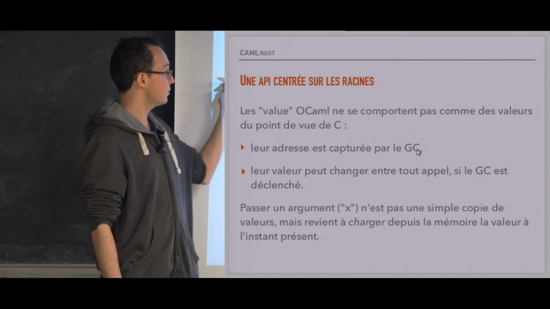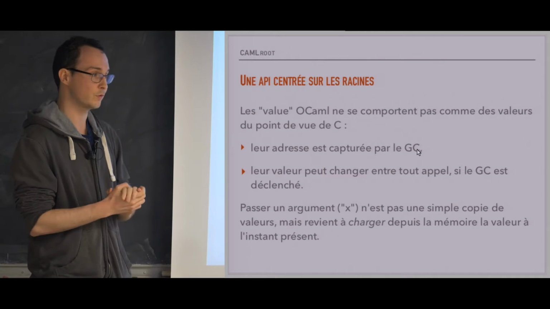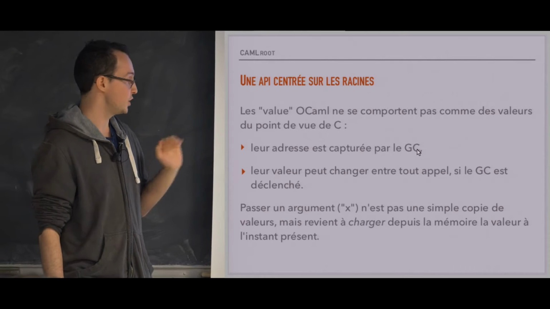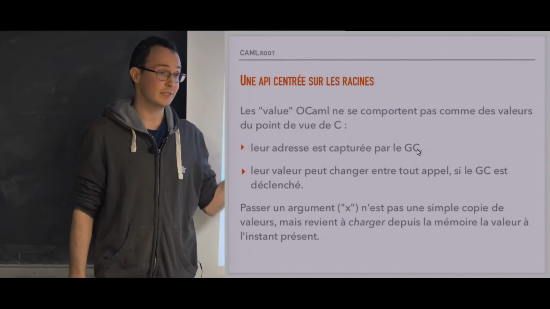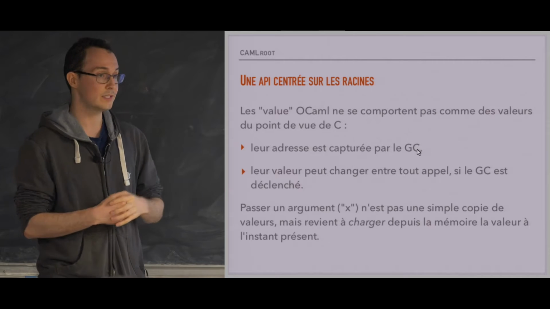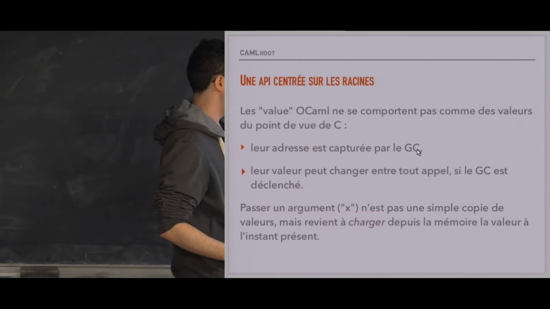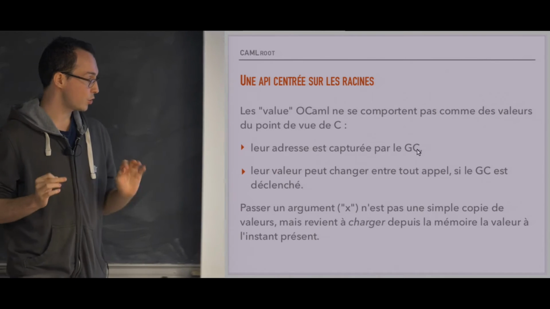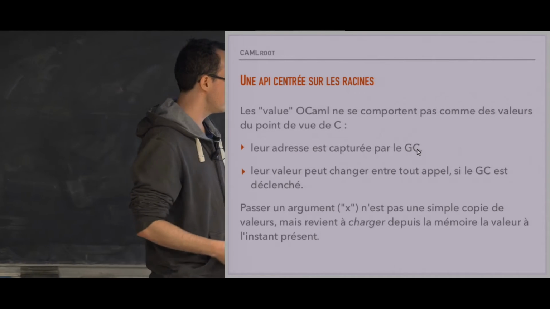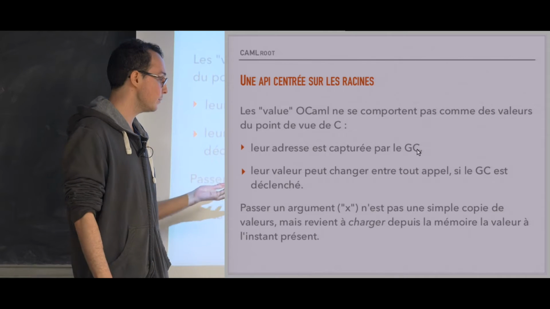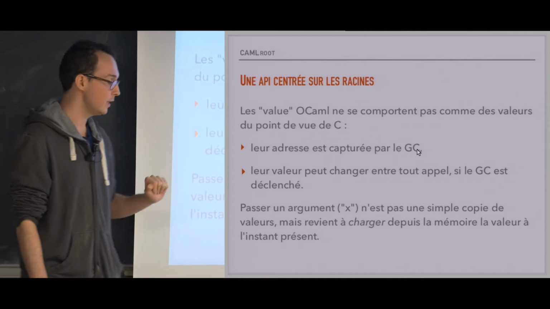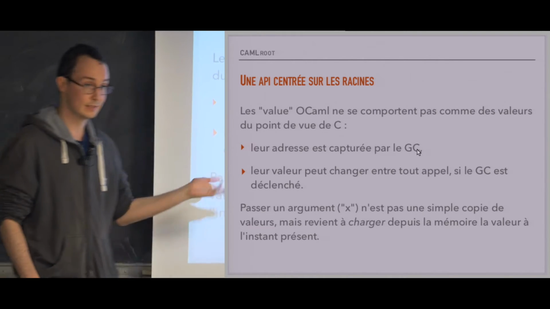The problem we had before is because the OCaml values do not behave like normal values from the point of view of C. Because their address is captured by the GC API, their value can change at any time, and so they won't behave like what a C programmer might expect. So passing an argument is not just copying a value, but actually there is some loading which is hidden there, because normally with a C variable it would have been stored in a register, whereas here, because the C compiler knows that the address has been captured, every time you read the variable, it has to reload it from memory.